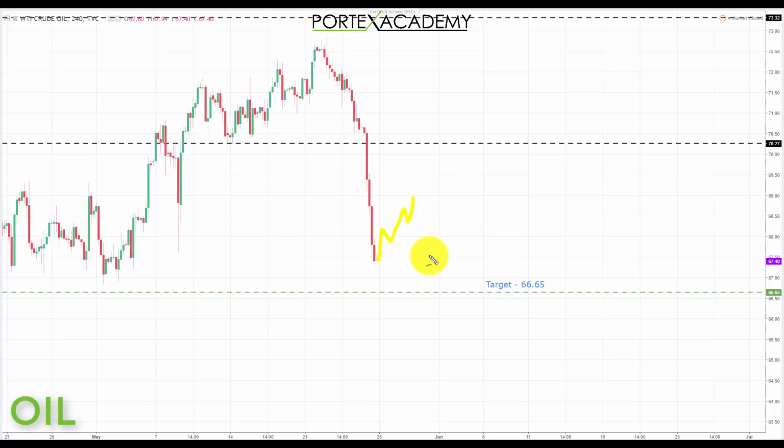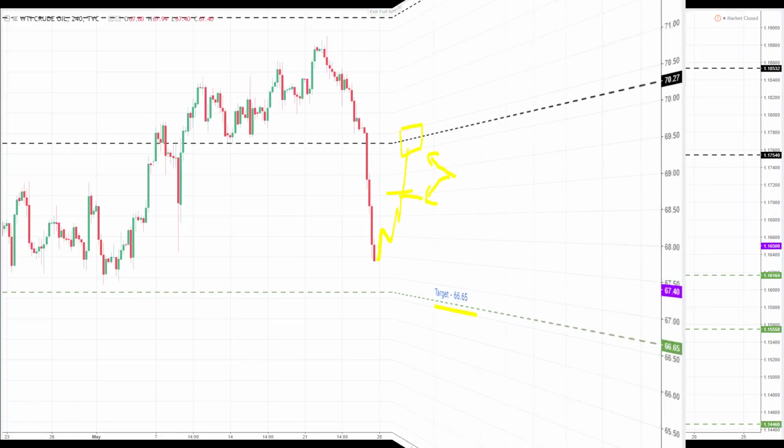So if we can get a correction somewhere in this area around the 69 handle, or possibly and preferably if we can get a pullback all the way up to test broken support, turning resistance, this is going to be a great place to start to look for bearish formations and patterns. And we're going to be looking down towards the next key area of support to the downside in oil at the 66.65. You can see we're coming quite close as we are, so we do need that correction first in order to get some nice risk to reward on this opportunity next week.